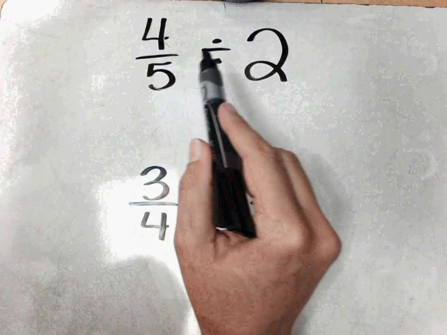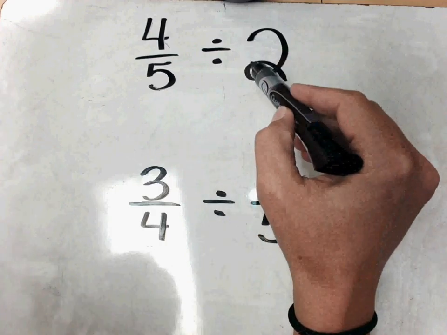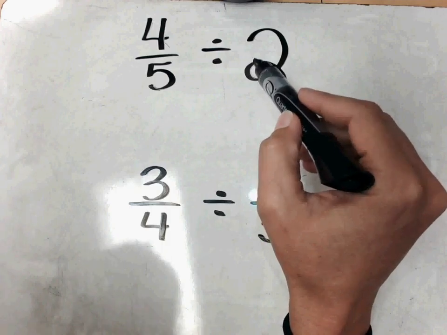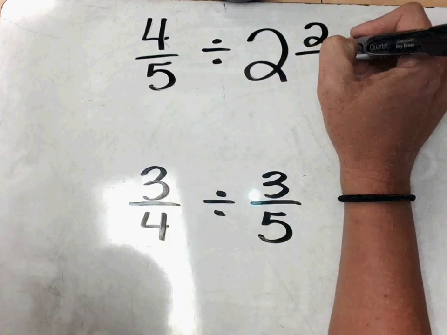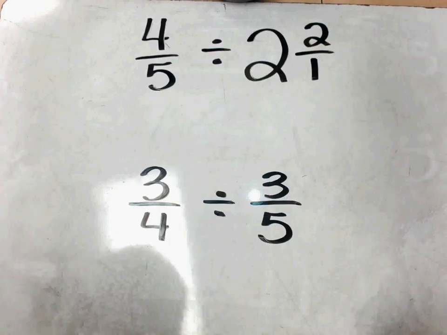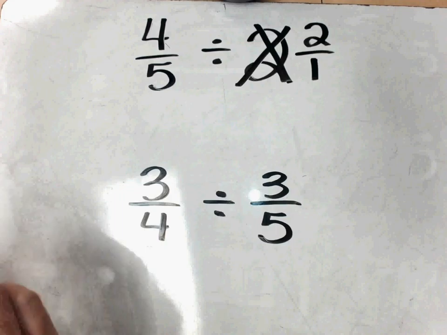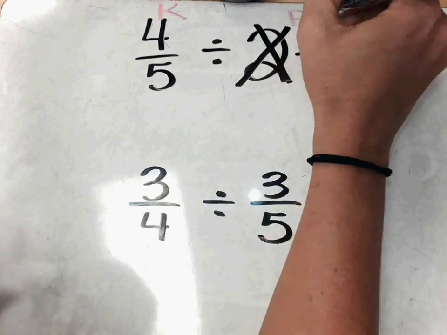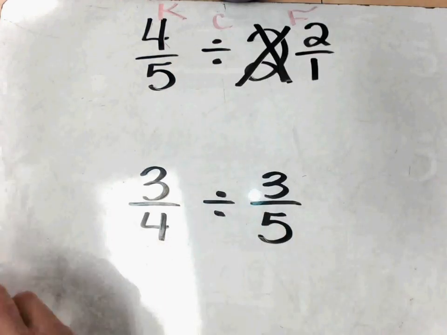So if you have 4/5 divided by 2, well, the first thing you want to do is change 2 into a fraction. And anytime you have a whole number and you want to change it to a fraction, you put it over 1. So instead of 2, it's the same thing as having 2 over 1, okay? So we're going to change that whole number to a fraction. Now, we're going to keep, flip, and change this into a multiplication problem, okay?